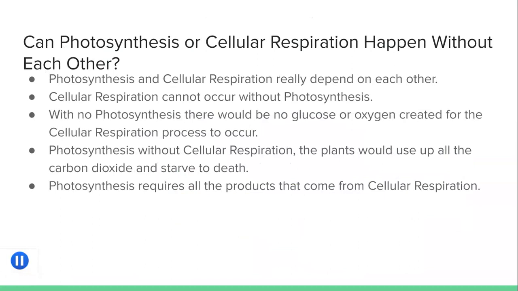Those two processes highly feed off each other, and the only way that cellular respiration can happen without photosynthesis is if it continues the process, which doesn't need the glucose or oxygen. Then it's considered anabolic respiration.